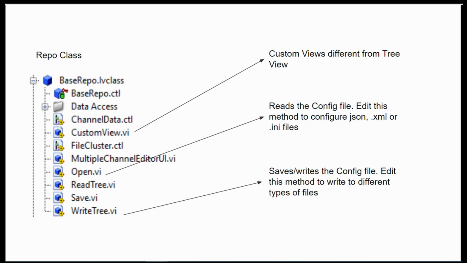Then we have the OpenVI, which reads the configuration file. I have edited this method in my example because the shipped example has a binary file that it writes to, but I have modified it to work with JSONs. And then you have write tree, which saves or writes back the configuration. In my case, it builds my JSON each time, but it depends on your custom implementation.